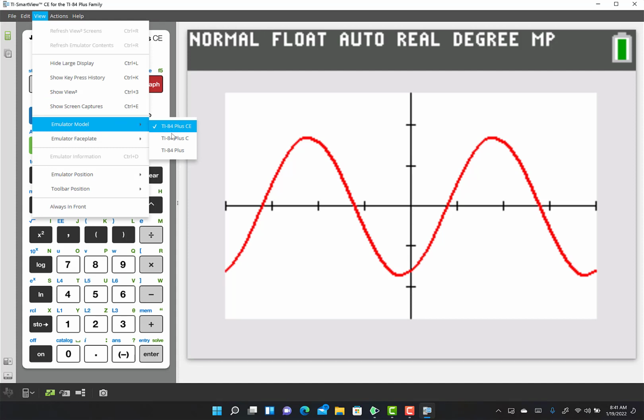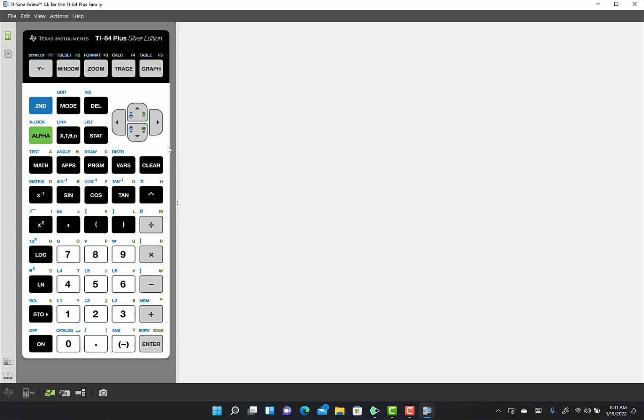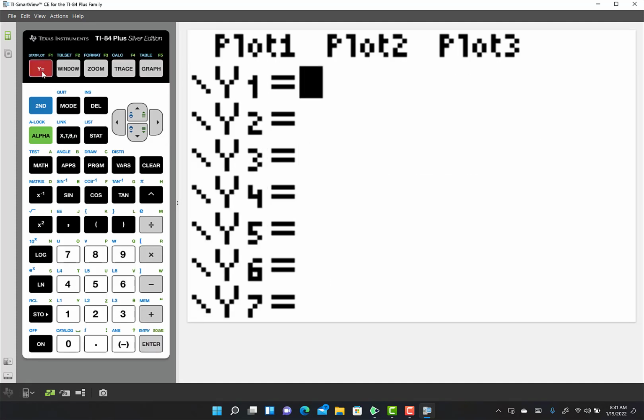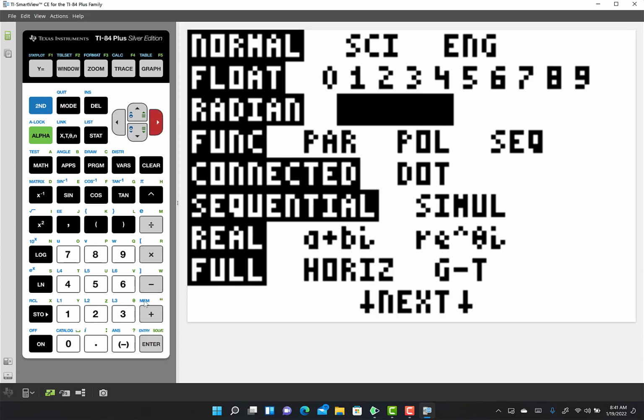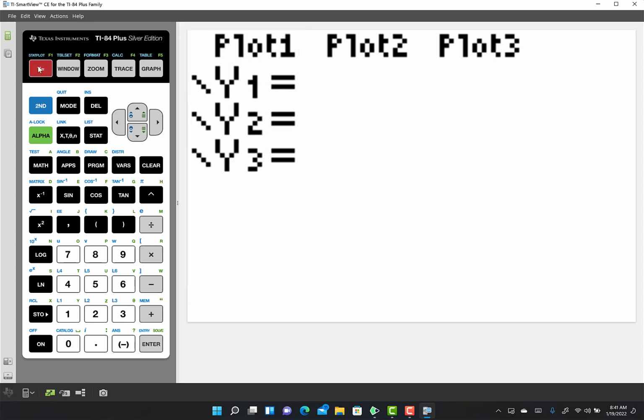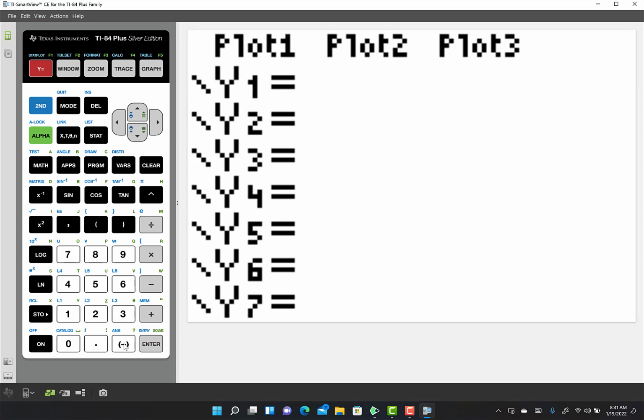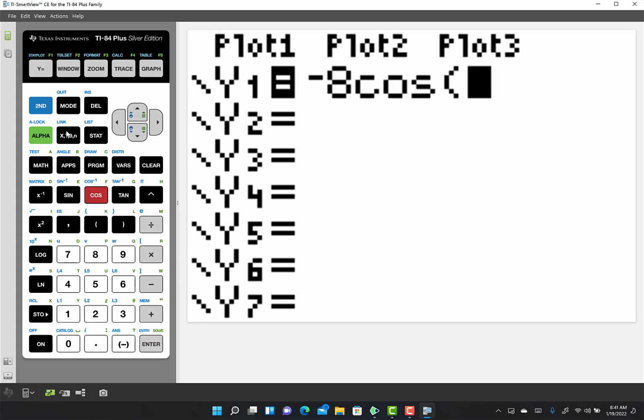Emulator model, TI-84 Plus. Is that the TI-84 Plus? Oh, that sucks. Did it clear it? No big deal. All right, let me type it again. Let me show you guys how to do it so you can see. What was the equation again? -8 cosine x plus 3 sine x.